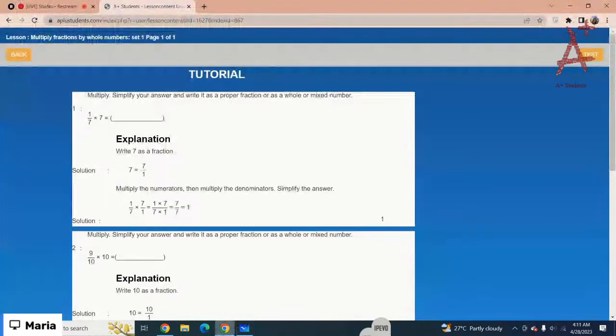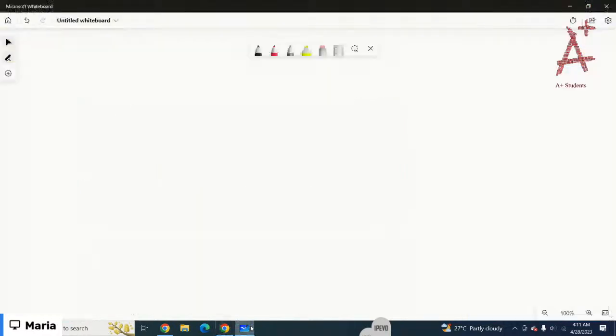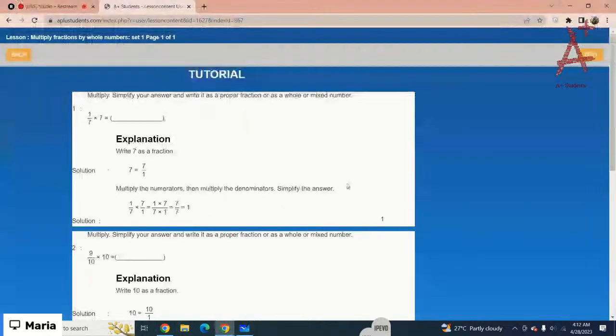So the first one is 1 by 7 times 7. So it would be like this. You don't have any denominator for this 7. That means the denominator is 1. Just do numerator times numerator. 7 times 1 is 7 and denominator times denominator. So you can cancel out the 7 and you are left with 1. Let's just start with the practice questions.